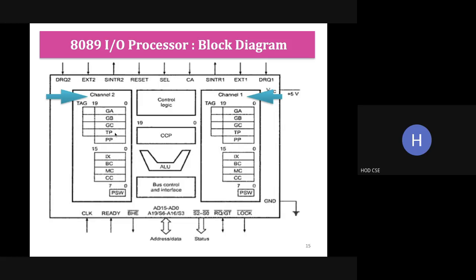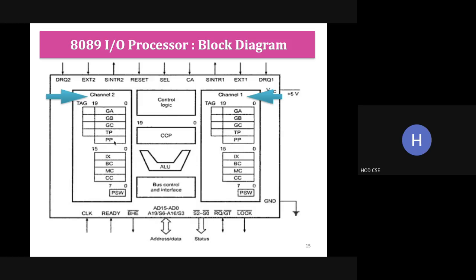And another register is the parameter pointer, which is not accessible by the programmer. We cannot use this PP parameter block. It is used for internal purposes. So the GA register will contain the source address, GB is used to store the destination address, and GC is the base address. The task pointer is nothing but the program counter, and PP is the parameter pointer.